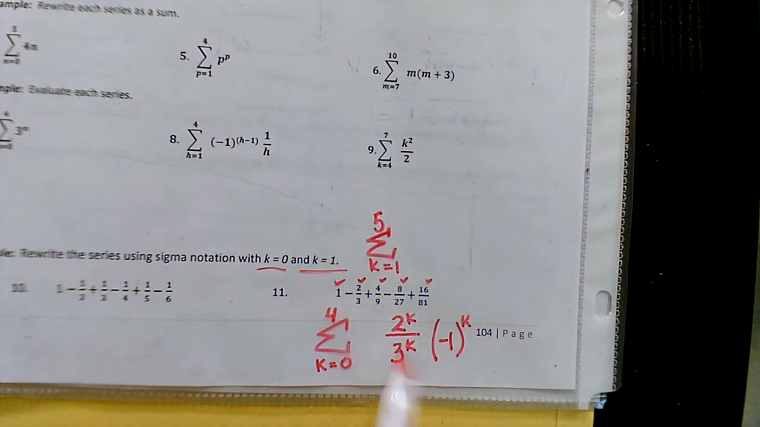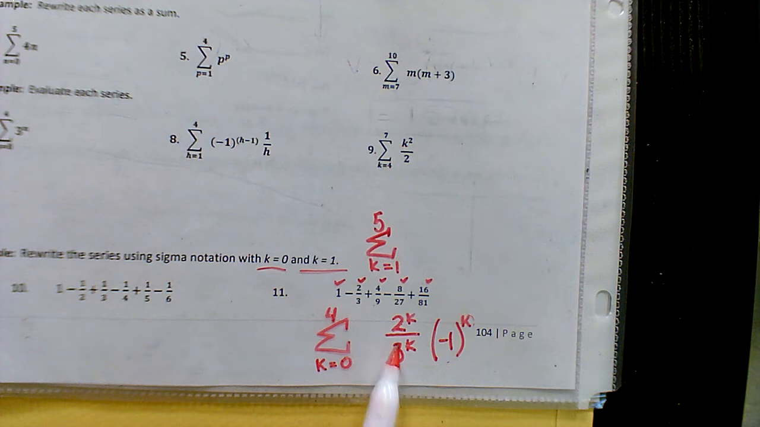So if we plug in 0 for all the k's, we'll have 1 over 1 times 1, which is 1. If we plug in 1 for all the k's, we'll have 2 over 3 times negative 1, so that checks out for that sign. If we plug in 2, we'll have 4 over 9 times 1, so that'd be a positive. Checks out. Is there another way we can write 2 to the k over 3 to the k?